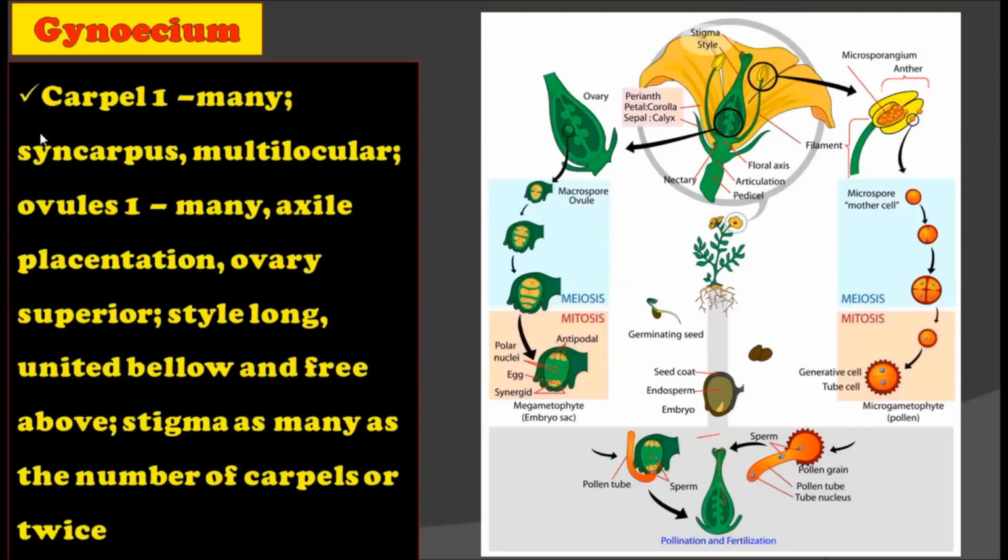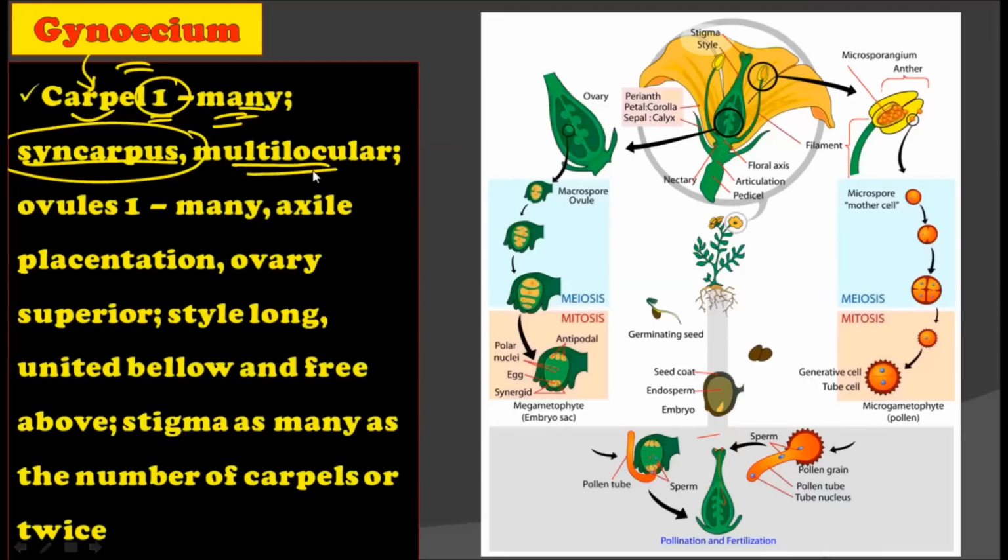All right. Now let's talk about the gynoecium. Carpel is one to many. That is, the individual members of the gynoecium are called carpels. It may be one to many. Then it is syncarpous. That is, they are fused with each other. Multilocular. That is, present in multiple locules. Ovule is one or many. Then it shows axile placentation. Ovary is superior, as we have discussed earlier.